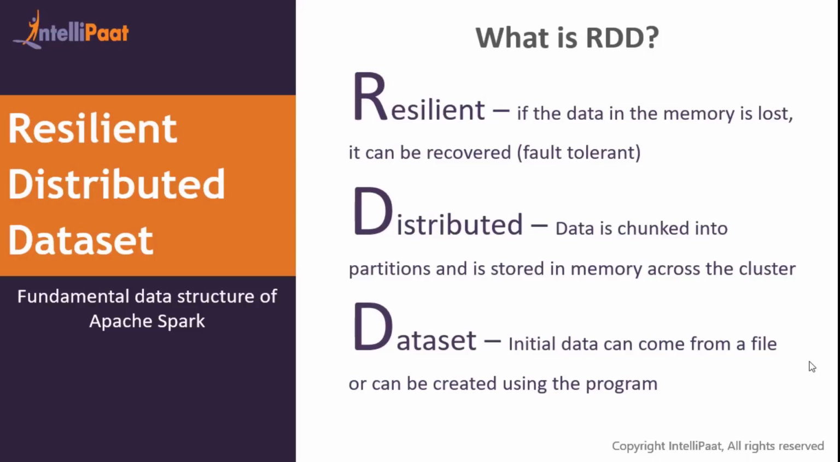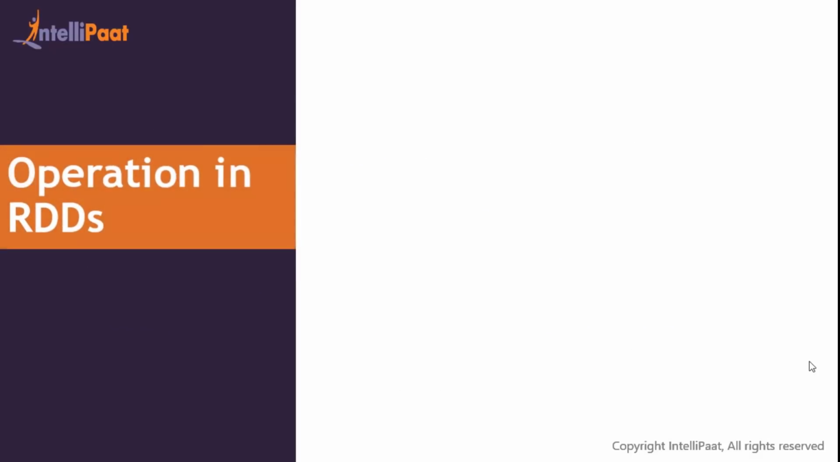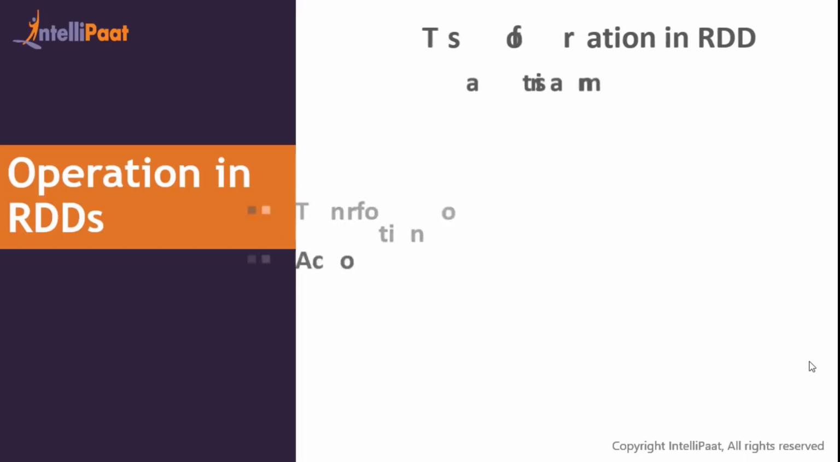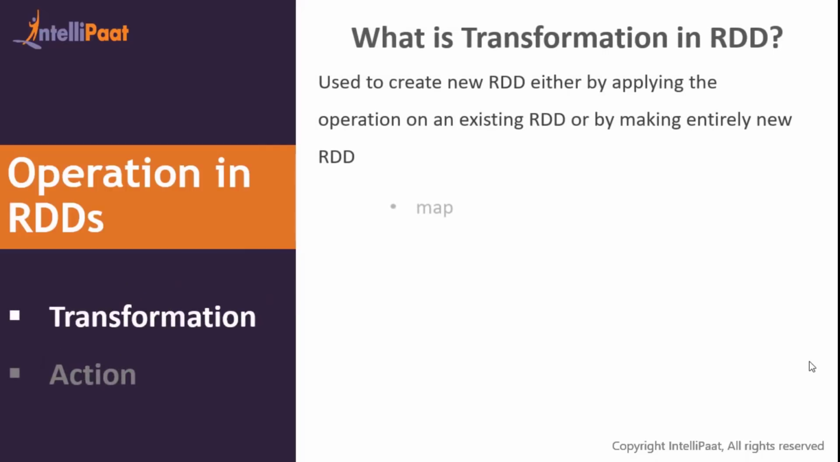Fine? Alright. So next we have types of operations in RDD. We have two types of operations in RDD. One is transformation and the other is action. Let's see about them in detail.